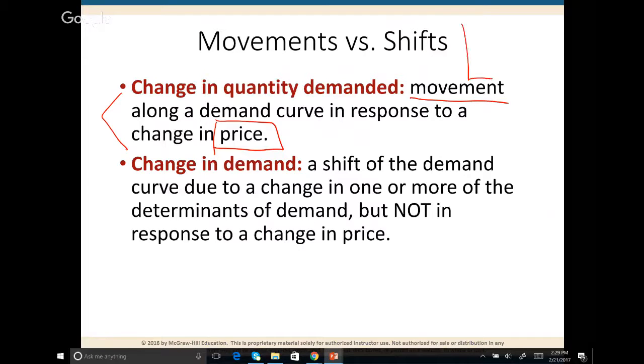So let's suppose I have a demand curve. You go from point A to point B. So this will be a change in quantity demanded.